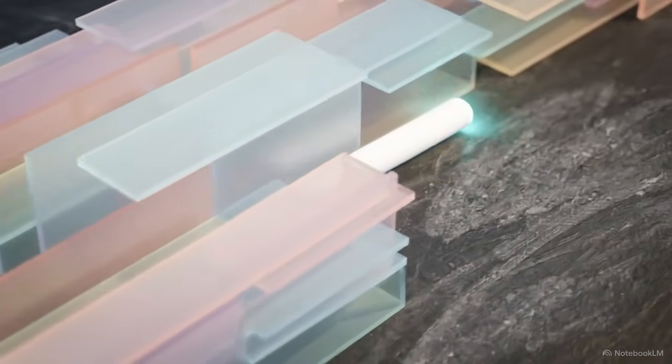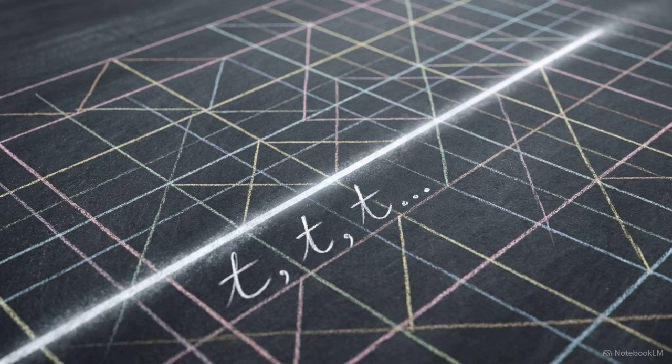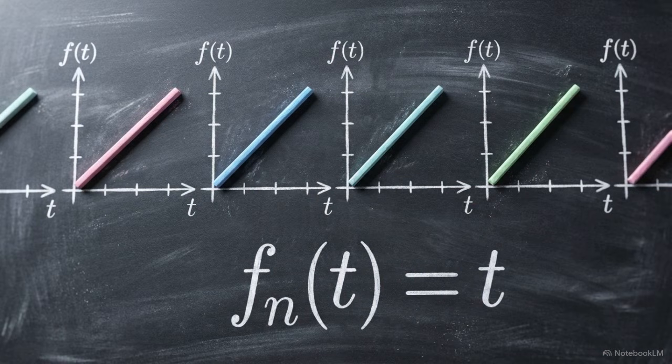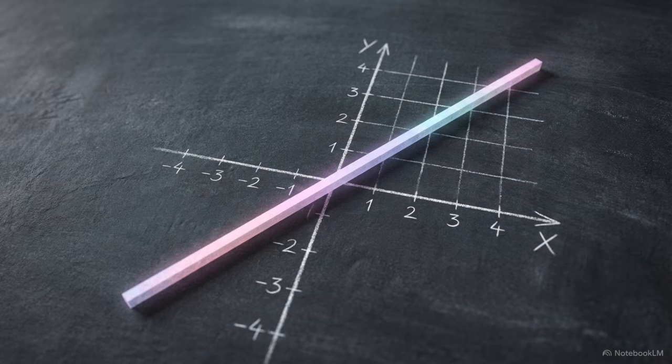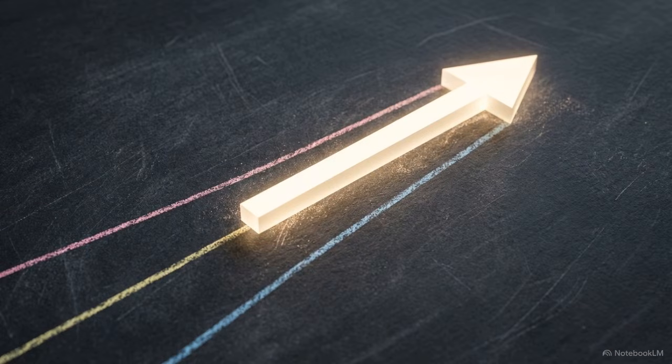Consider a diagonal map, f of t, from the real numbers into the infinite product space, defined by the sequence t, t, t, and so on. Let's look at the individual coordinate functions. For every index n, the coordinate function is simply f sub n of t equals t. This is a standard identity function, mapping R to R, which is demonstrably continuous. According to the rules of standard finite spaces, if all the individual coordinate functions are continuous, the combined mapping into the product space should also be continuous.